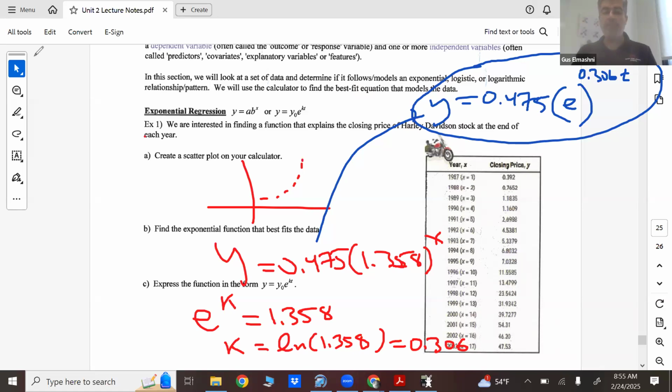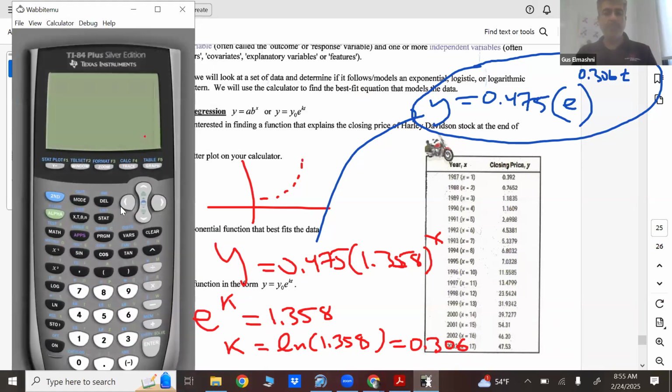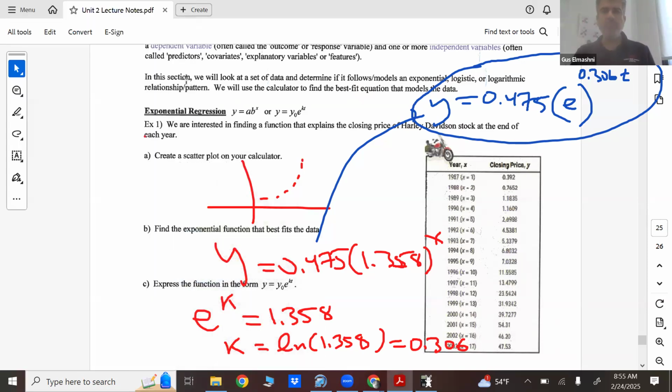If I were to plot that right now, so if I go back to my calculator and did this, 0.475 times e to the 0.306 x. And you see that it's just going to be pretty much an overlap. If I try tracing, yeah, it's still the same thing. So we just use the original A as y0.